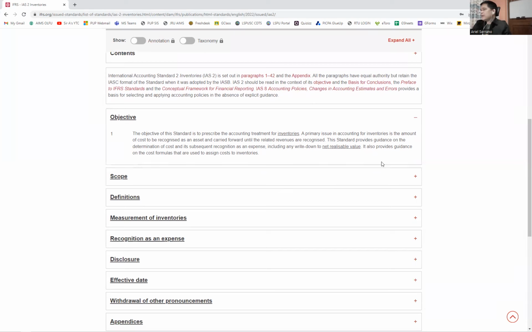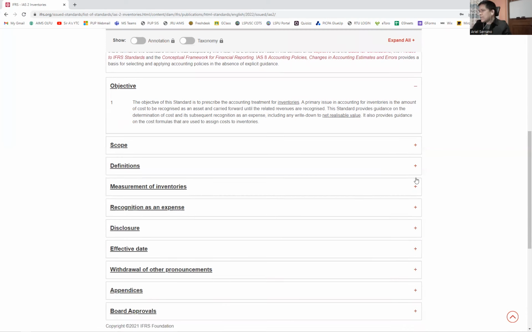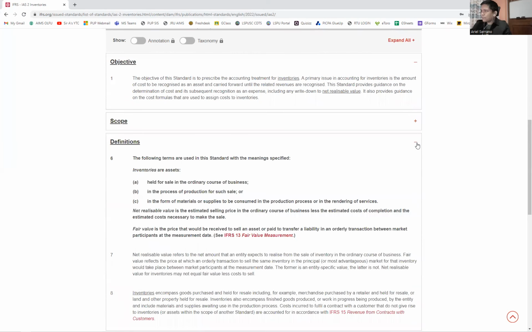Okay? So kindly take note of the objective of this standard. We will not talk about the scope. Kindly read on this na lang. We will proceed with the definition.